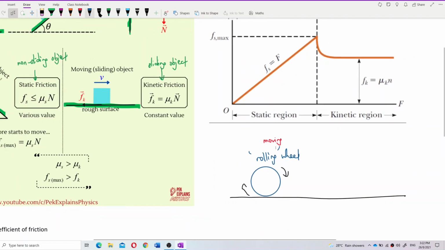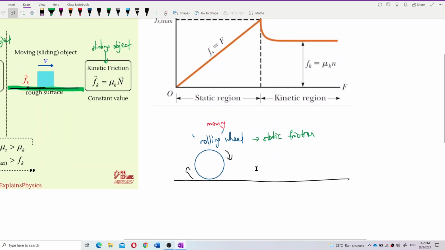We can say this rolling wheel experiences static friction, not kinetic friction. Why does it experience static friction instead of kinetic friction? It is because this rolling wheel is actually not sliding across the road.